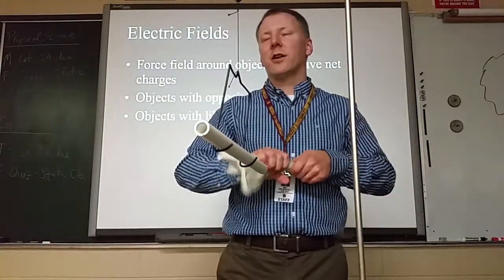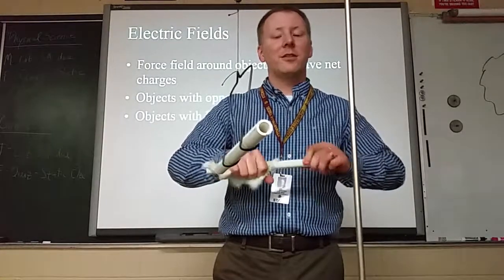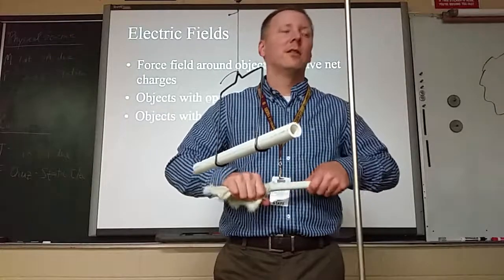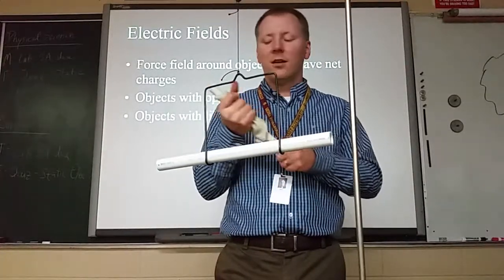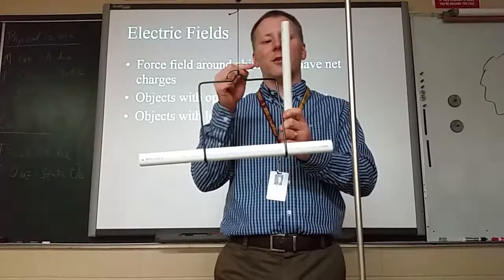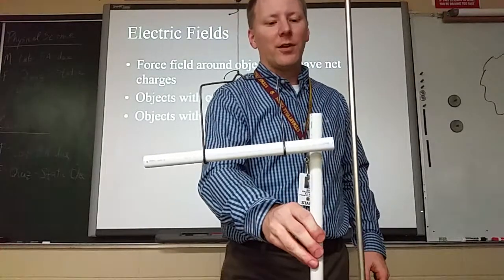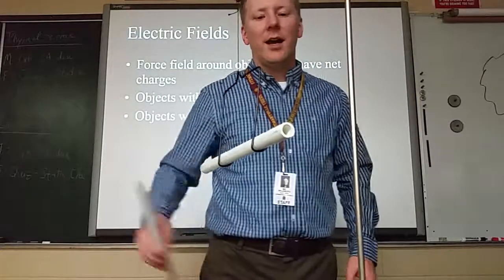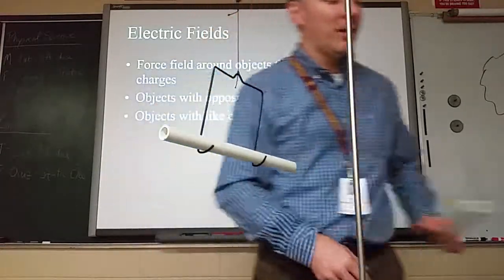Extra electrons means what charge? Negative. Electrons are negative, so extra electrons mean negative charge. I'm doing the exact same thing to this tube. So if I rub this end with the fur, it also becomes negative, and I bring two pieces both with negatives close to each other, and they repel. Okay, we saw that in the lab.